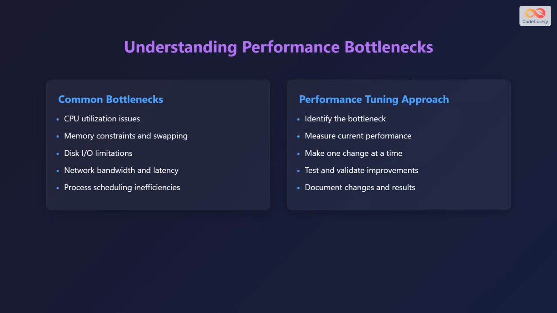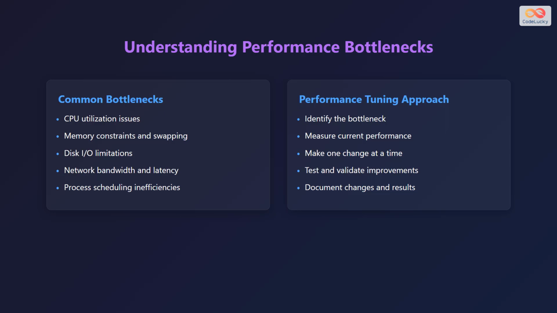Let's explore the common performance bottlenecks in Linux systems. These include CPU utilization issues, where processes are constantly demanding processing power. Next is memory constraints and swapping, which occurs when the system runs out of physical memory and starts using the hard drive as memory. Then there are disk input-output limitations, when the hard drive cannot read or write data fast enough. Also, network bandwidth and latency, which affects how quickly data can be sent and received over a network. And finally, process scheduling inefficiencies, where the operating system isn't managing tasks efficiently.